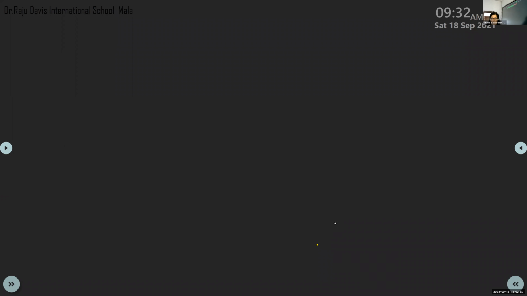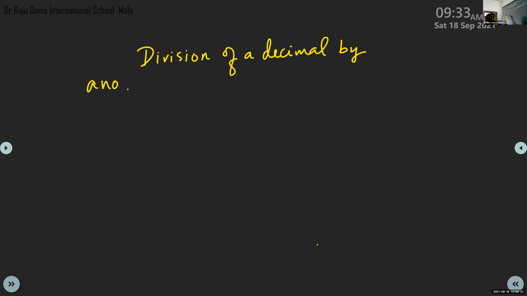Divisor is the problem now. Divisor is not a whole number. With a whole number, you know how to divide, no? So we will make the divisor a whole number. Clear? So let us check how it is. Write the heading: division of a decimal by another decimal.